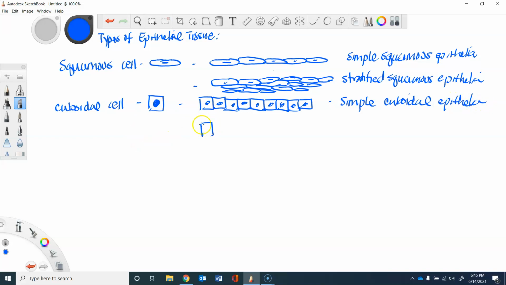They can also be arranged kind of like this. Okay, that is more than one layer, so it is stratified. So it is stratified cuboidal epithelia.